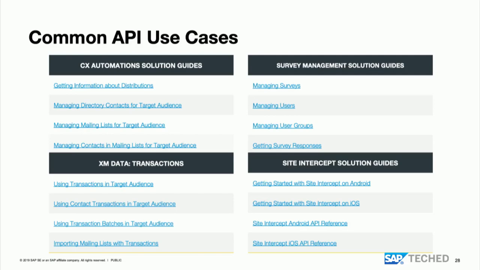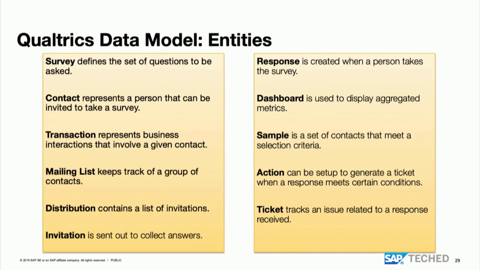This is a brief summary of some of the most common use cases. Here are some of the critical entities that exist within the Qualtrics system. So a survey, which is, as you would expect, a series of questions. There might be a workflow in there. You can have conditional logic around whether or not you display one question or the next. A contact is the person that is invited to take that survey. A transaction is a really interesting data component. It represents something that occurs, so every flight that you take, every time that you ride in a ride-sharing car, every time that you purchase something at a Starbucks, that represents a transaction.